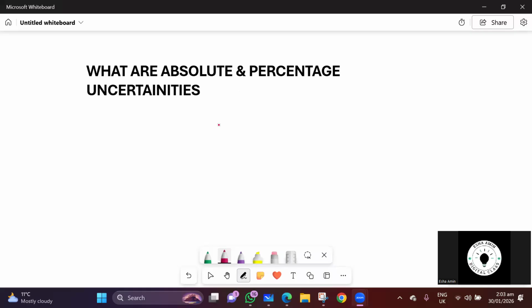Hi, in this lesson, we will do what are the absolute uncertainties and what are the percentage uncertainties, and after that, we will do some past papers questions related to this topic. The absolute uncertainty tells you how the measurement's value can vary. Let's say you have a value 2.5 plus minus 0.2, so that means this 0.2 is the absolute uncertainty, or the error. From this absolute uncertainty we can find the percentage uncertainty as well.